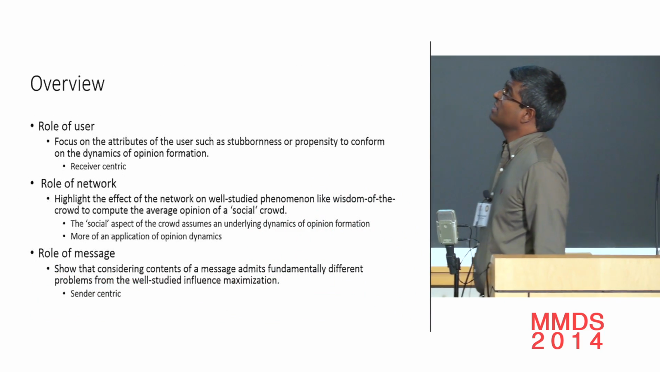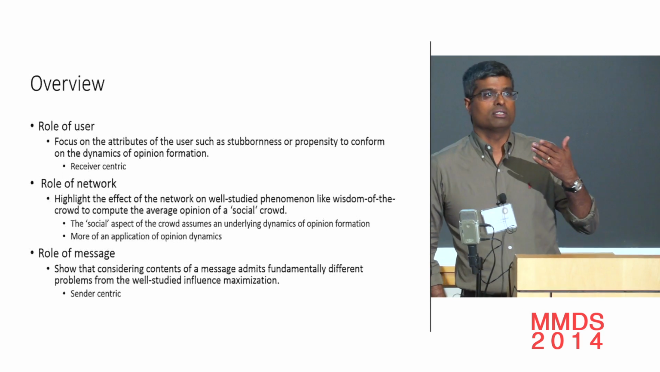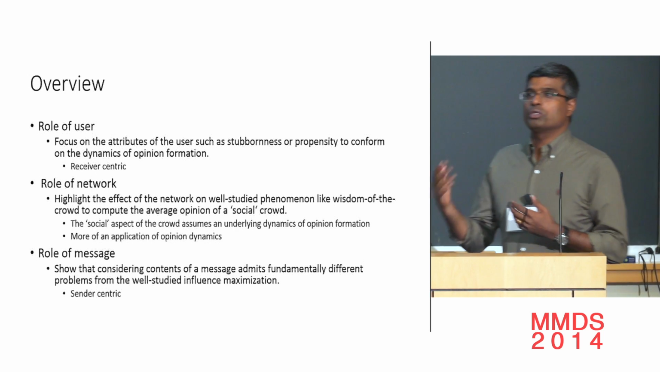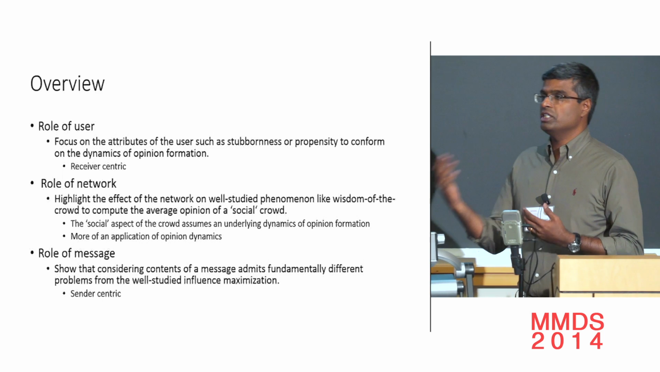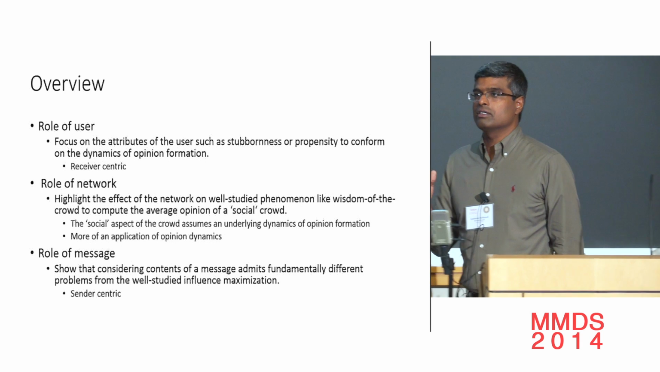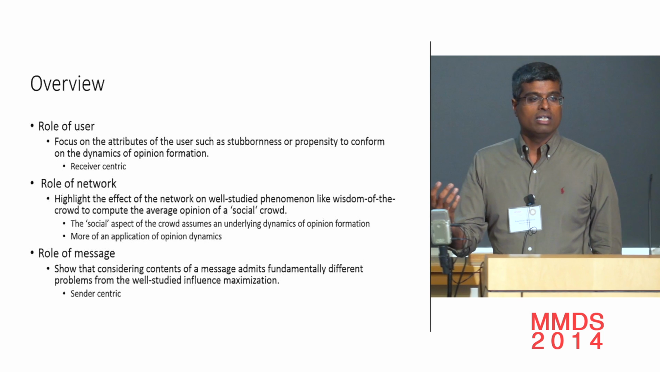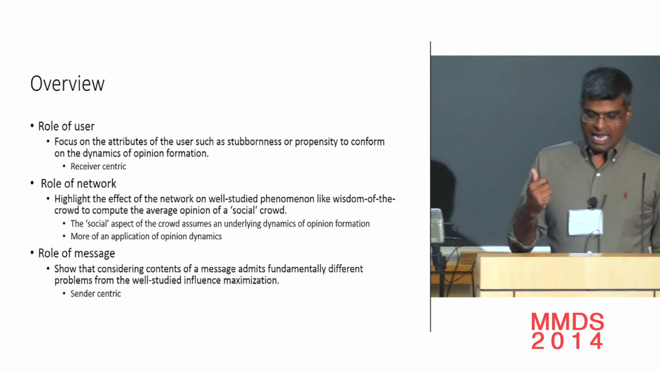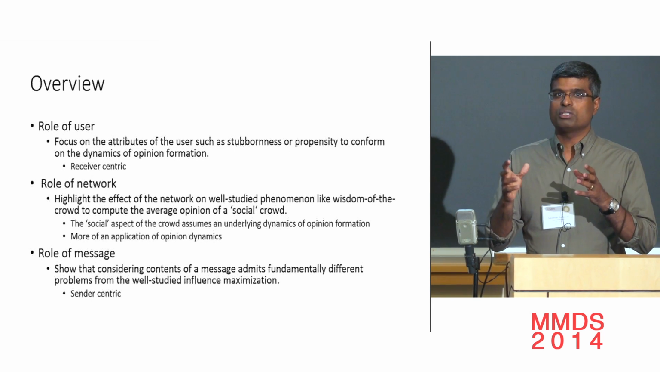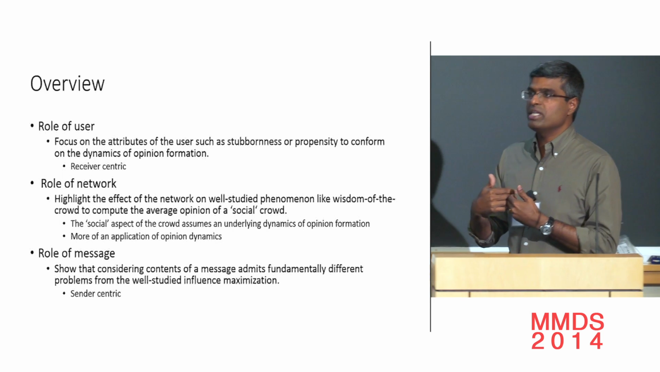This is how I'm going to present the rest of the talk. In the first problem, we focused on the user, the attributes of the user, like, for example, the propensity of the user to conform to opinions he or she sees around the network, and what kind of effect this user behavior has on the eventual propagation dynamic of the opinion itself in the network. This can be largely seen as a receiver-centric problem, where the receiver is the user who is seeing opinions from around her or him, and then decides to take the opinion or not take the opinion.